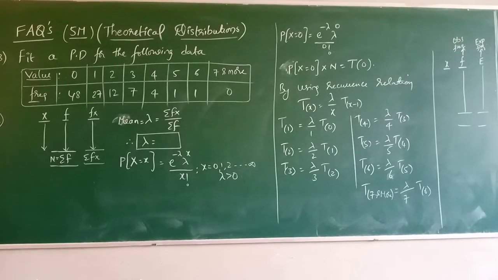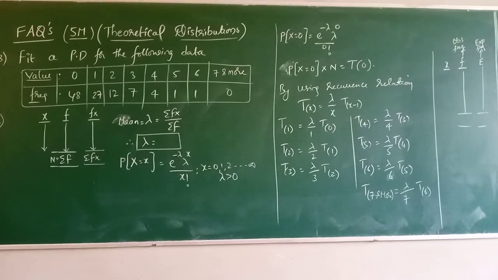Fit a Poisson distribution for the following data. One table is given: values 0, 1, 2, 3, 4, 5, 6, 7 and more, and frequencies 48, 27, 12, 7, 4, 1, 1, 0. We have to fit a Poisson distribution, right? Now first and foremost, it is directly given as Poisson distribution. So for Poisson distribution, we should know either the parameter lambda, or the mean lambda, or the variance lambda. So any one of these 3 should be calculated.